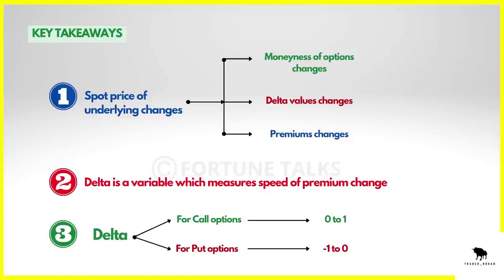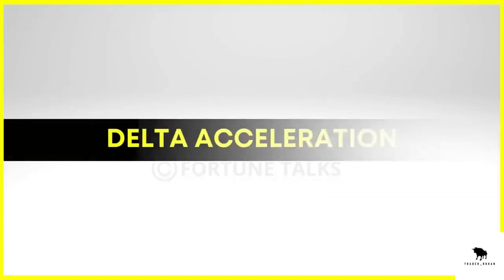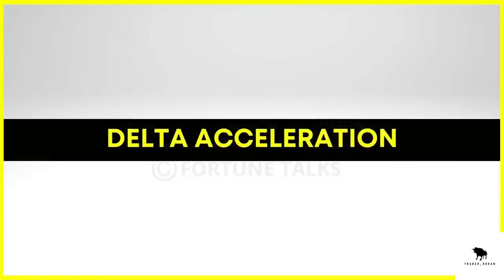And third point, the call option's delta varies from 0 to 1, while the put option's delta varies from minus 1 to 0. I'm hoping that you now have a fair understanding of what delta is and how it changes for different strikes based on the type of option contract that we are looking at. So we are now ready to understand the concept of strike selection for buyers of options. This is the concept of delta acceleration.